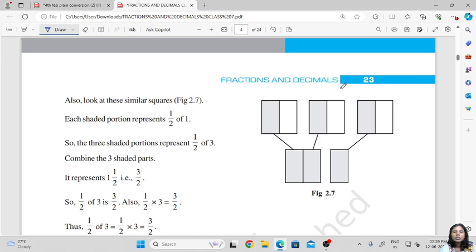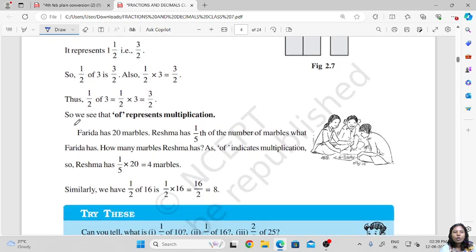Okay. So what they are trying to tell us here is, when we say half of 1, this 'of' basically represents multiplication. So it is half into 1, that is 1 by 2 itself.